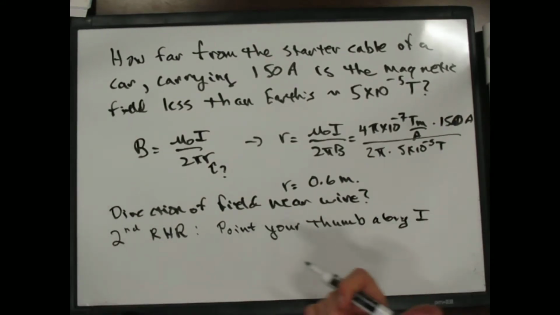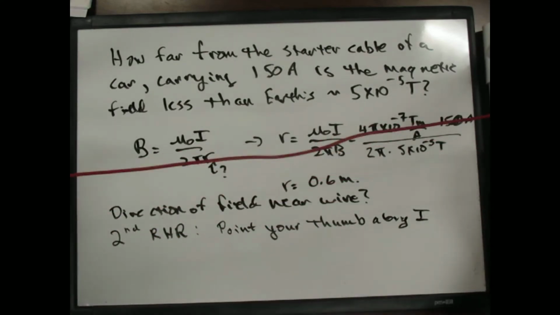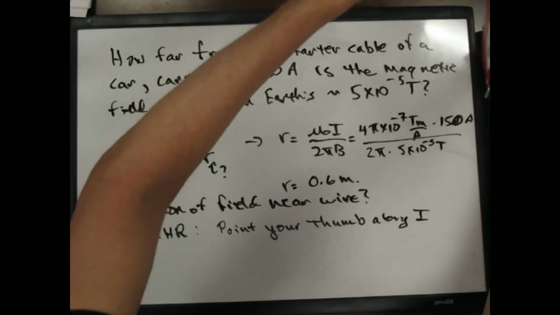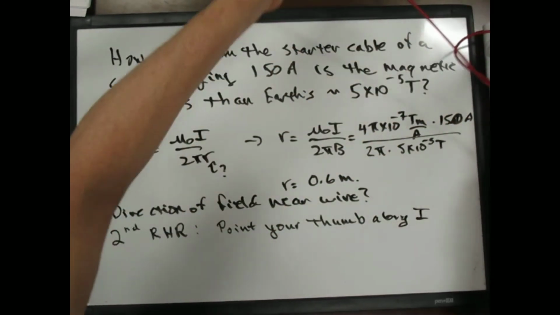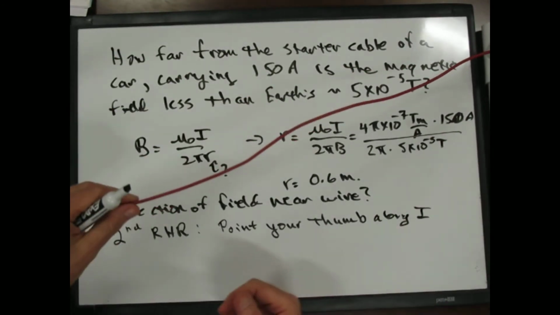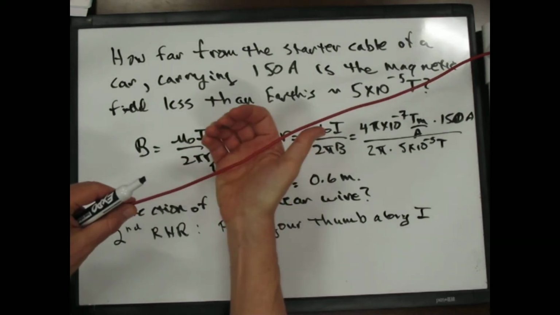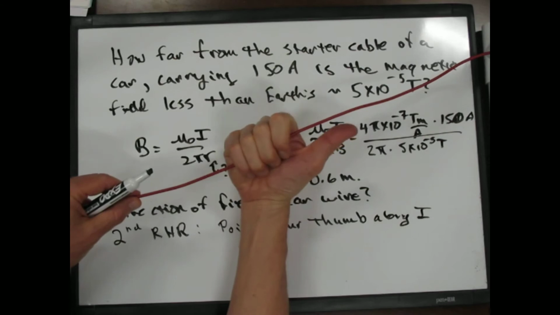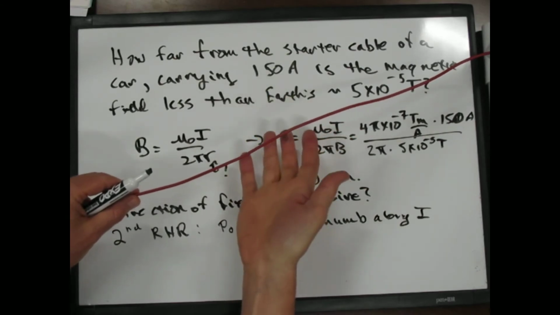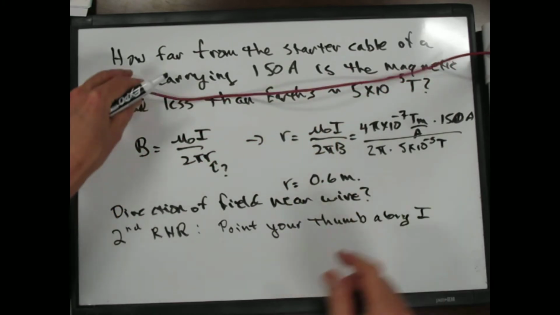Point your thumb along the current. So if this is my wire here, and the current's going that way, then I point my thumb in the direction of the current like this, and then I curl my fingers around the wire for the direction of the magnetic field. So the magnetic field goes around the wire like this in loops.